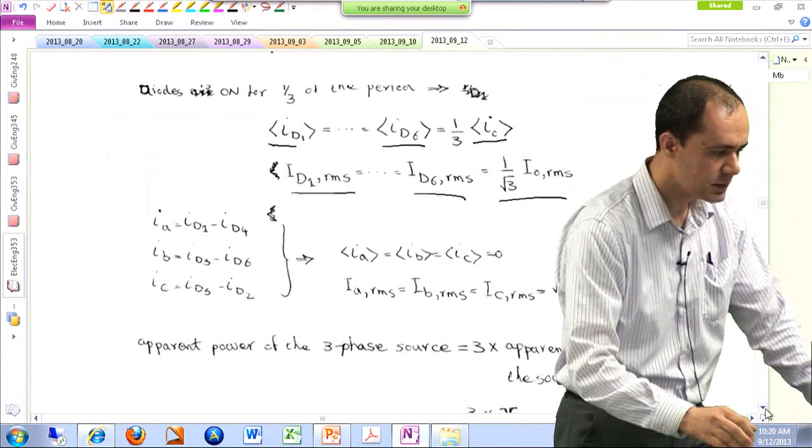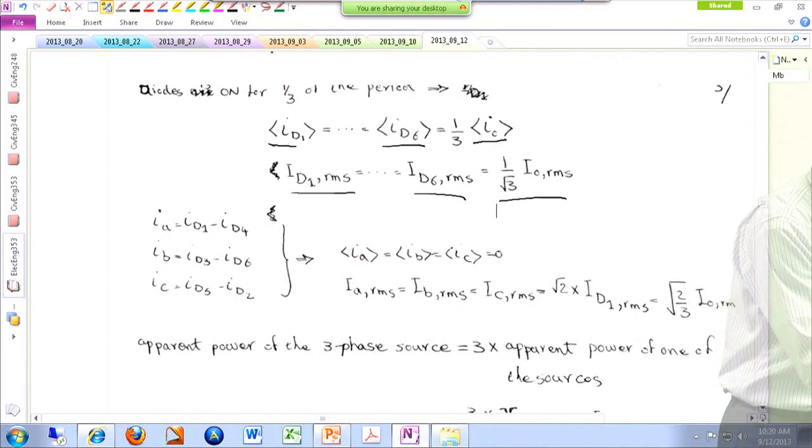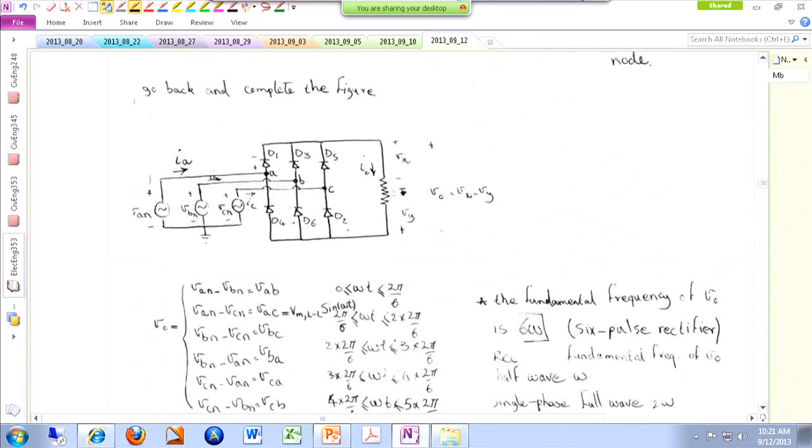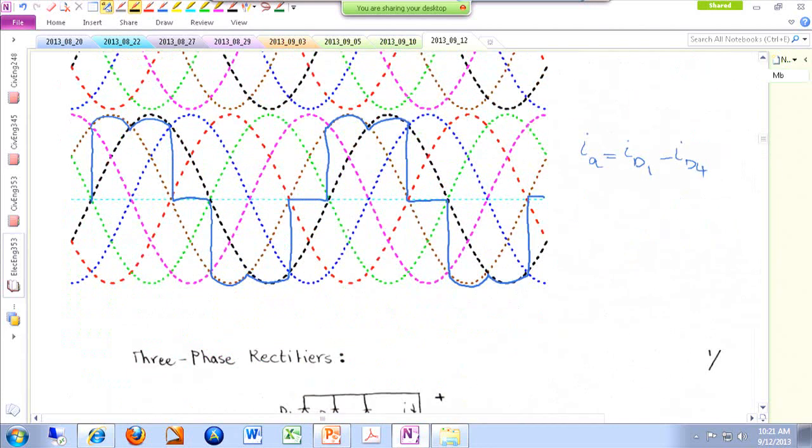What about the phase currents? We discussed this earlier when we were plotting things, but current of phase A is ID1 minus ID6, and you can write similar equations for current of phase B and phase C over here. These are 3 KCL equations. So this gives you, first of all, the observation that on average, phase currents are 0. On average, the current that you are drawing from phase A is 0. If you look at the graph that we have over here, the average value of this signal is 0.